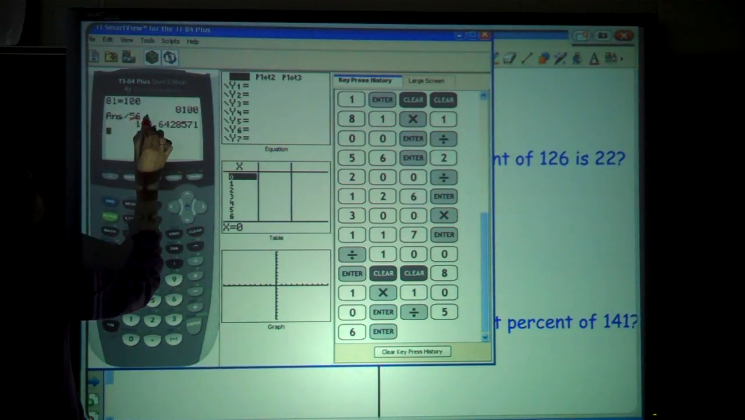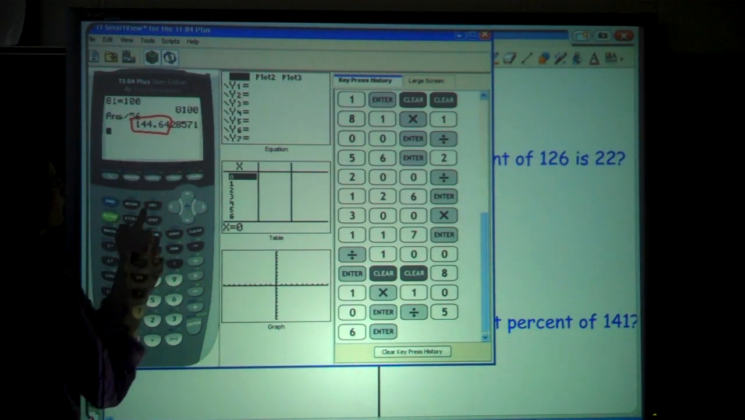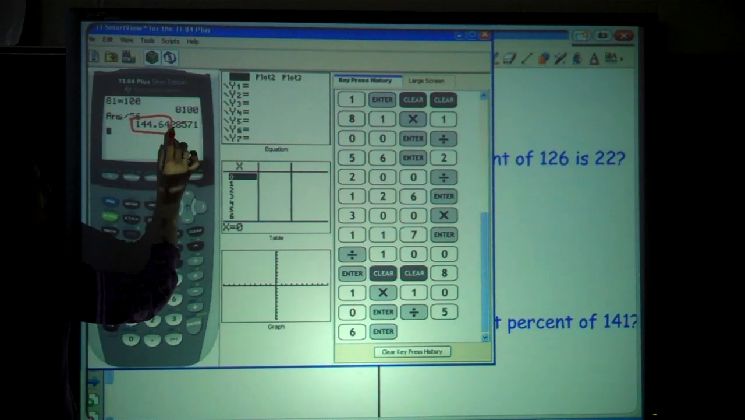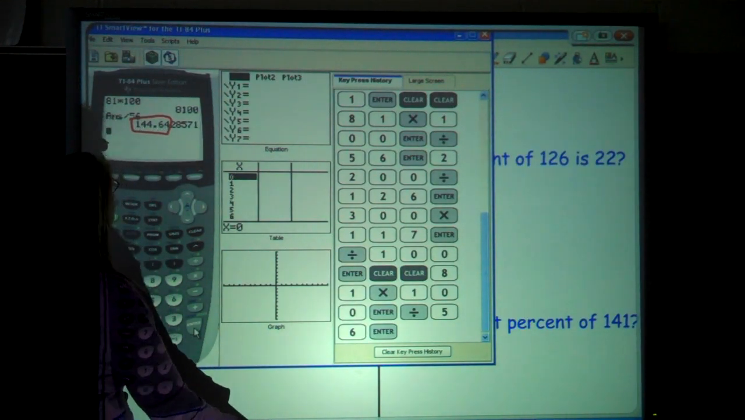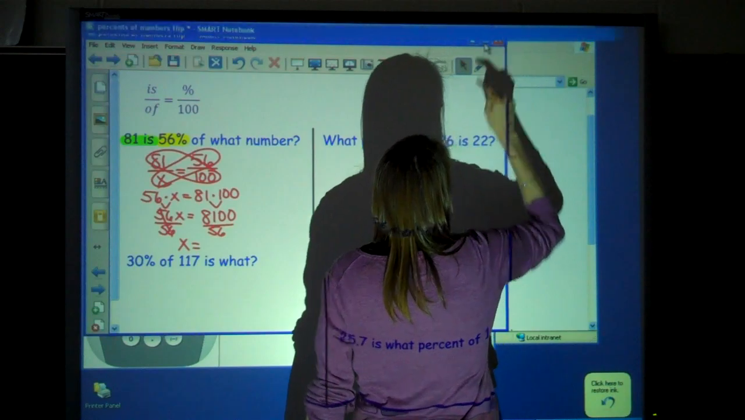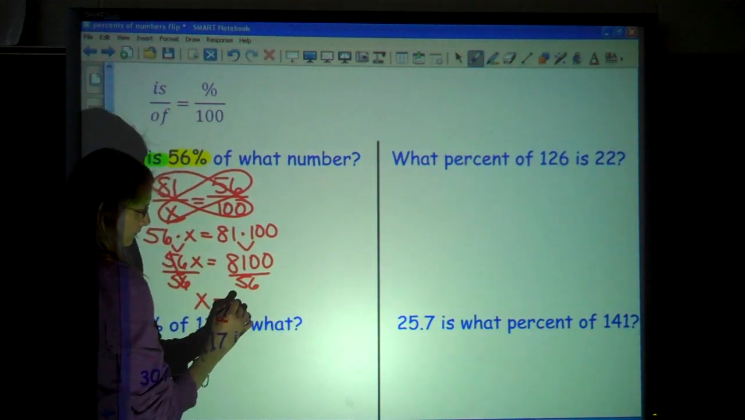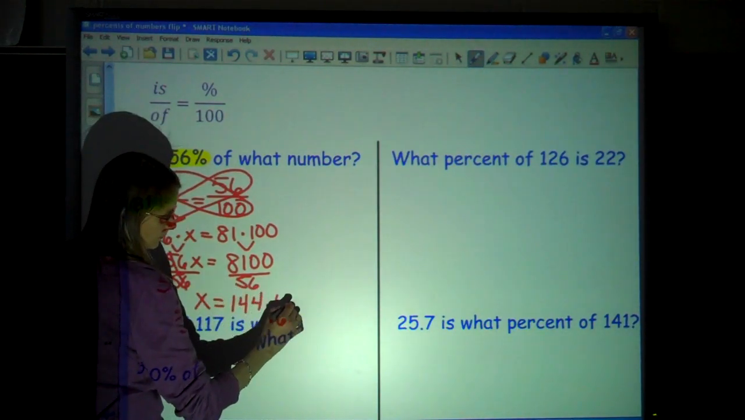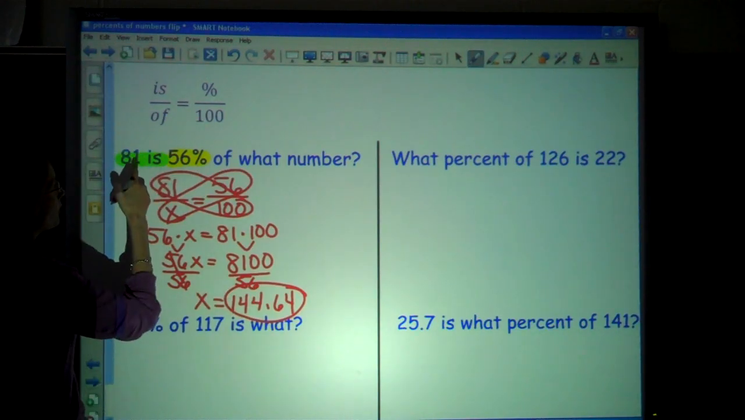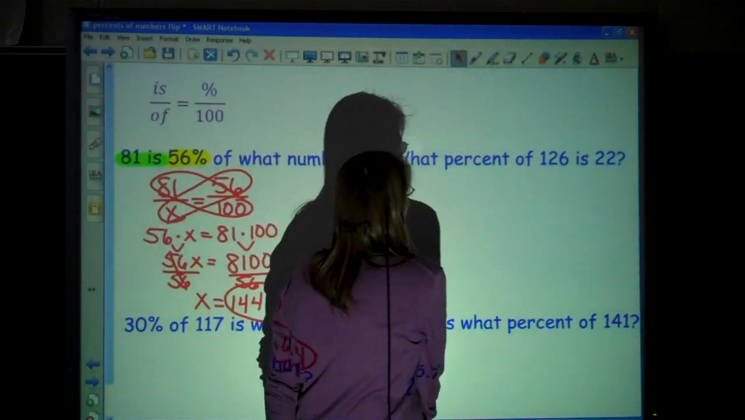So remember, I just want you to go 2 numbers after the decimal. And then we're going to look at that third number, and if it's 5 or more, I'm going to round this 64 up. If it's 4 or less, I'm going to let it rest. So this answer is going to be 144.64, because that's a 2 and that's less than 4. Let me look at it again. 144.64. And that's my answer. 81 is 56% of 144.64.